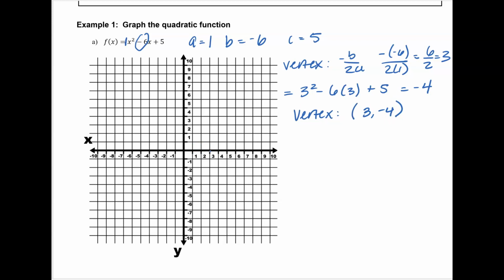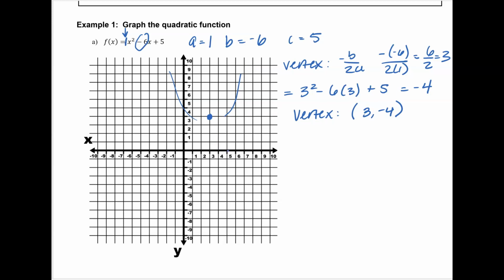And so I plot that (3, negative 4), 1, 2, 3, 4, and that's my vertex. And then I can look at the graph. The leading coefficient is positive, so I know it's going to face up, but I don't know how wide or how skinny it is. So what I could do is just plug in an x value.